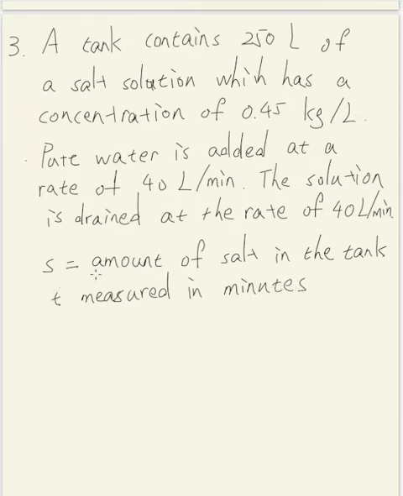Okay, now if S is the amount of salt in the tank, then we know, so first of all, since water is added at 40 liters per minute, and then the solution is drained at the same rate, that means the amount of solution in the tank remains the same for all time. So there's always 250 liters of salt solution, no matter the concentration. There's always 250 liters of stuff in the tank, right? Since the volume of the solution is a constant, then if S is the amount of salt, then S divided by 250 is the concentration.